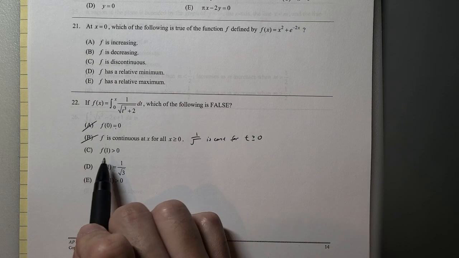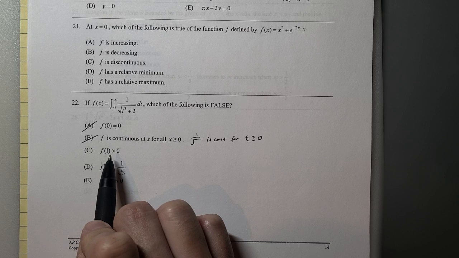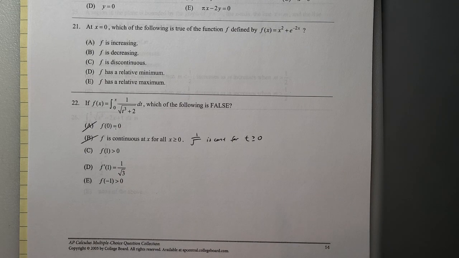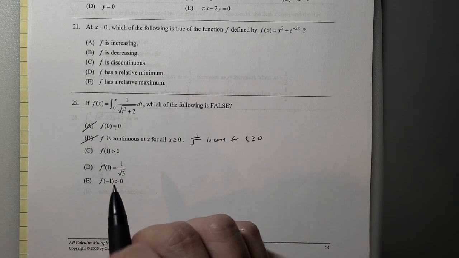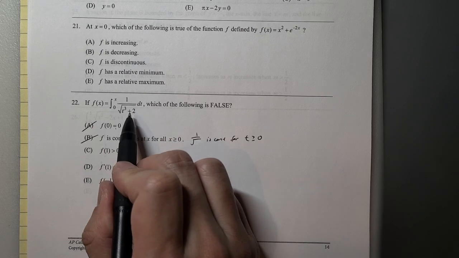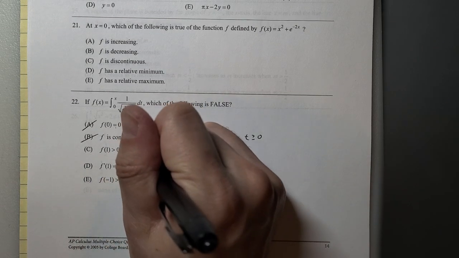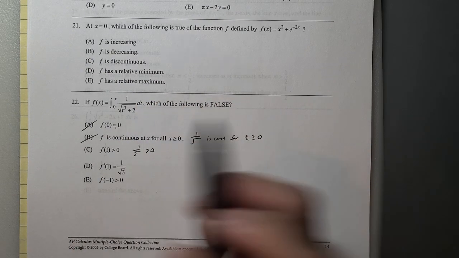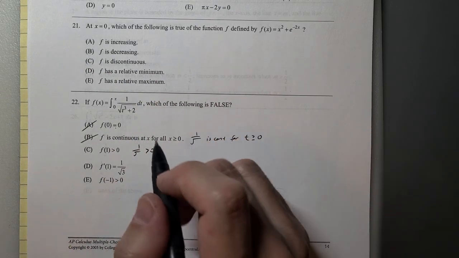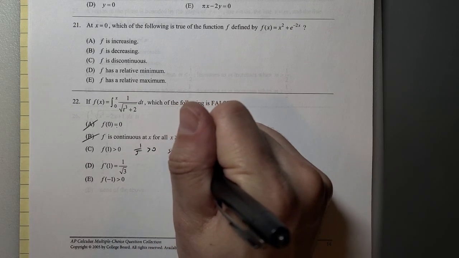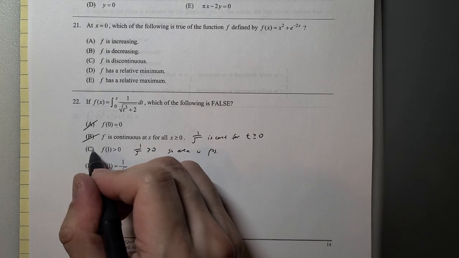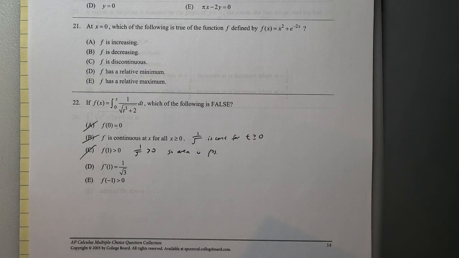Okay? F of 1 is greater than 0. Is that true or false? Is the area positive, above the x-axis, or is it negative and below the x-axis? We know this curve is positive. 1 over square root is greater than 0. The square root is never negative, right? So area is positive, so we know this is true. Okay? How about this one?